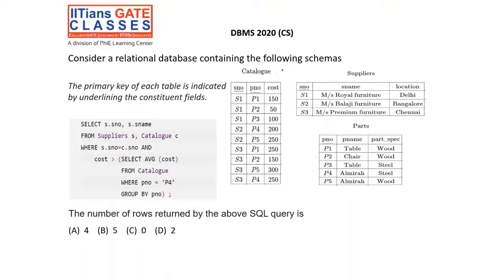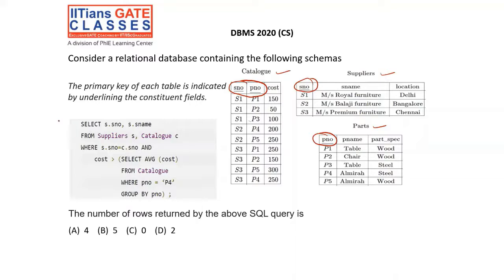Here three tables are given: catalog table, supplier table, and parts table, right? The primary key of each table is indicated by underlining the constituent field, right? So where the underline is, that is a primary key. Now these two attributes are the primary key of the catalog table. This single attribute is the primary key of the supplier table. Similarly, this part number is the primary key of the parts table.